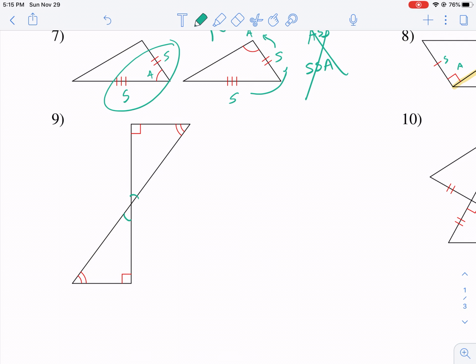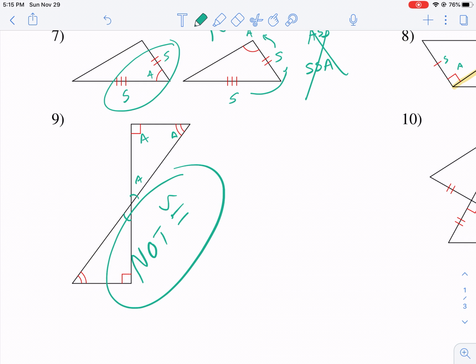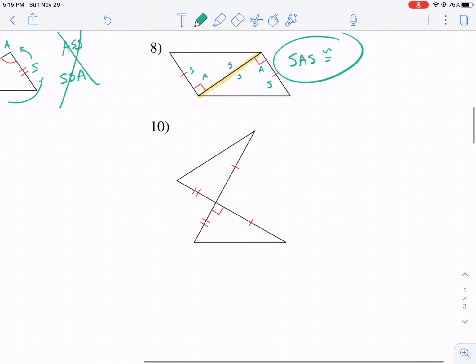Okay, this one, angle, angle. This one's angle, angle, angle. This one is not congruent. So we'll do congruent, not congruent. Okay, because angle, angle, angle is not a congruence postulate.